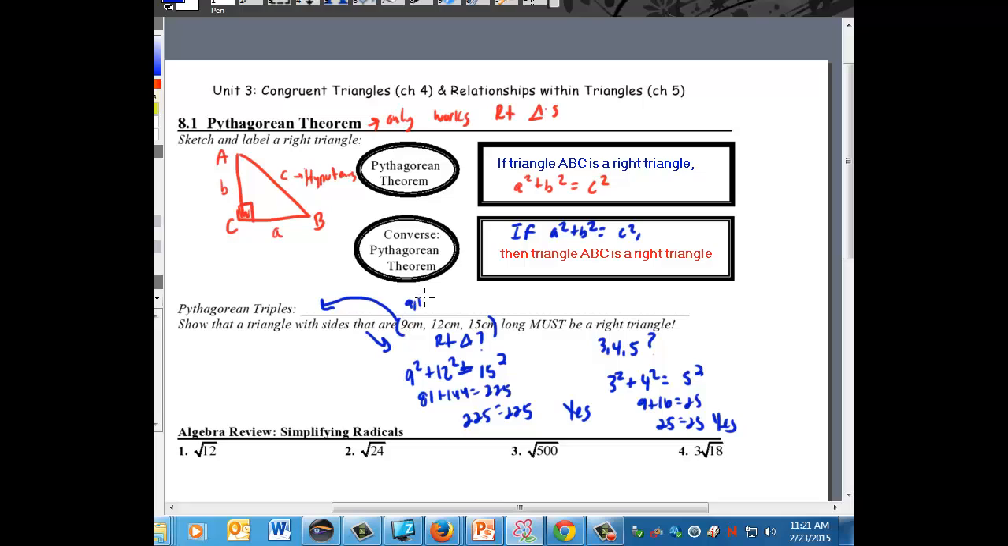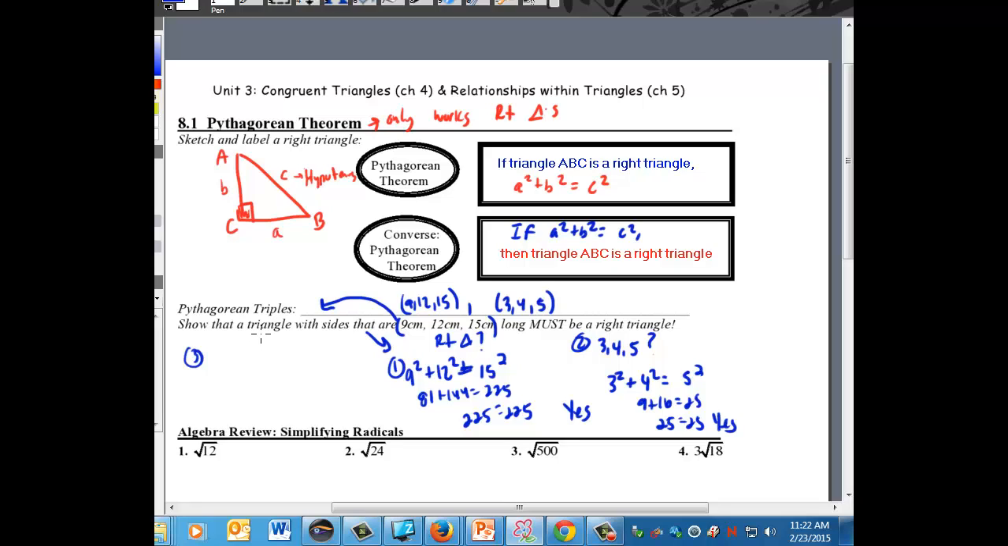So we have 9, 12, and 15. That's one Pythagorean triple. 3, 4, and 5 would be a second Pythagorean triple. And then let's try a third one. So here was our first, our second, our third problem.